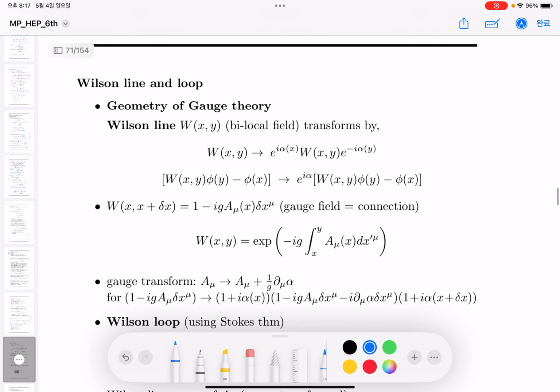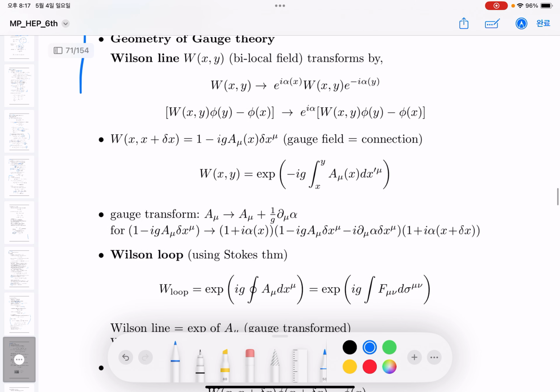And there is also some advanced topic, the Wilson loop, as a geometric version of the gauge theory. We can consider the Wilson line to connect different spacetime points x and y. This Wilson line is a bilocal field, and transforms by the following relations under the gauge symmetry. Such a Wilson line can be obtained by the exponential of the integration of the gauge field, so the gauge field corresponds to the connection between the two spacetime points.